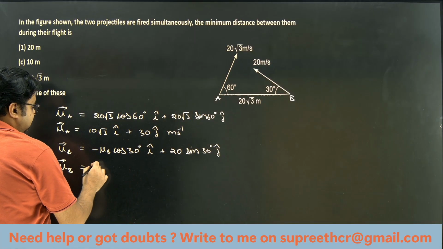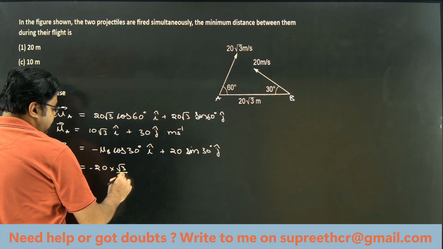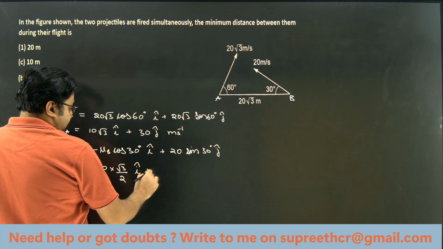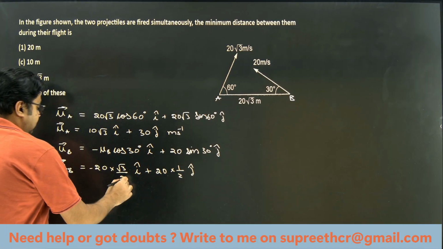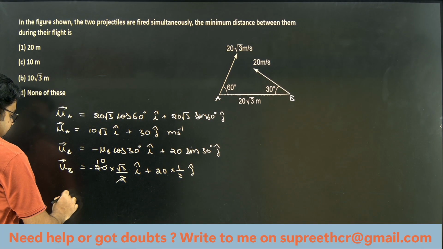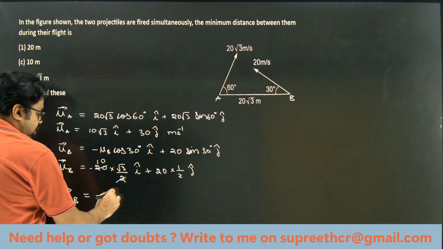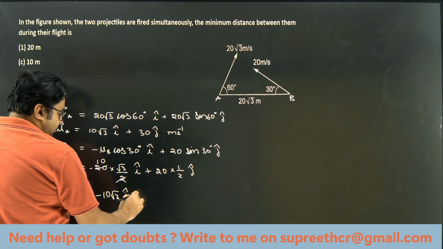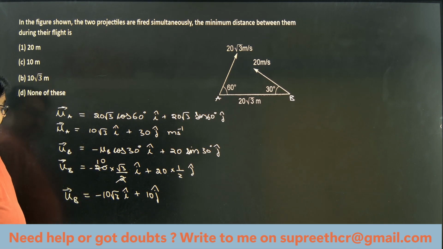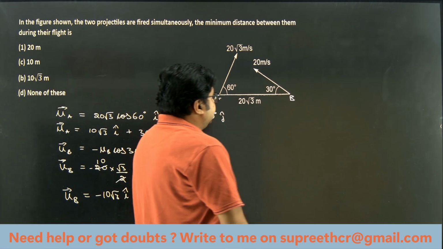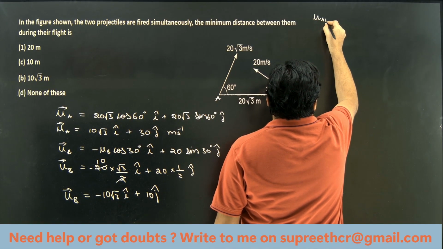So maybe I'll just substitute that. Minus 20 cos 30 is again root 3 divided by 2 i cap, plus 20 sin 30 is 1 by 2 j cap, right? So the initial velocity along B would become equal to minus 10 root 3 i cap plus 10 j cap. That's all you have. Now what I'd like to do is find the initial velocity of A as seen by B.